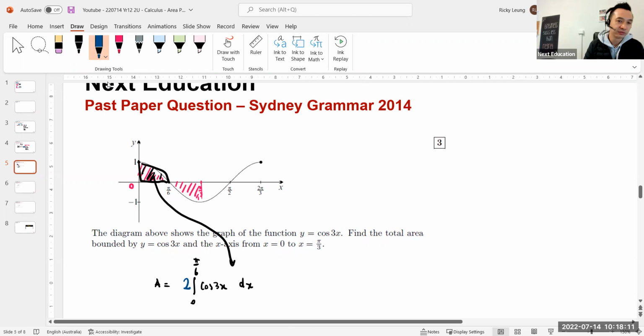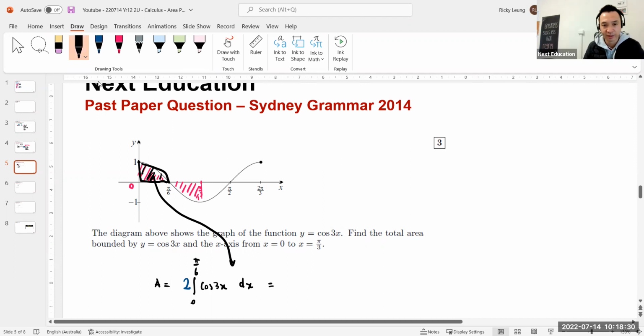Also, just for completeness here, right? If you actually integrated from 0 to pi on 3 of this function, you're basically adding the areas of the positive upstairs to the negative. You get 0, right? Because the top offsets the bottom. So this is the way to do it. Double from 0 to pi on 6.